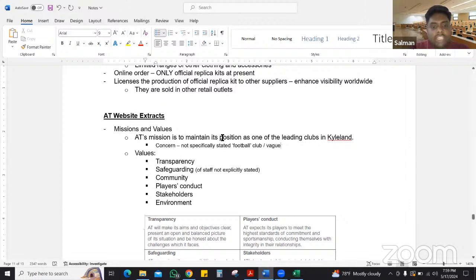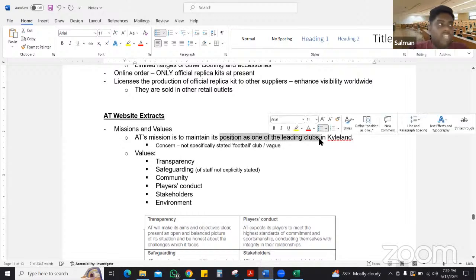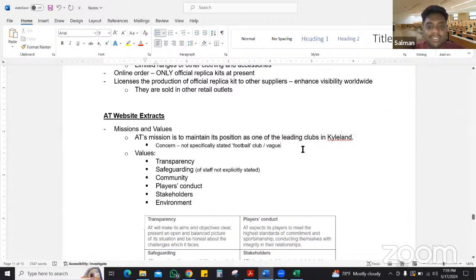AT's mission is to maintain its position as one of the leading clubs. One of the leading clubs, could it be belonging to Division 1? So if you are in Division 1, top 18, top 15, top 10, we do not know. That's very ambiguous. Being vague is fine, but too vague.